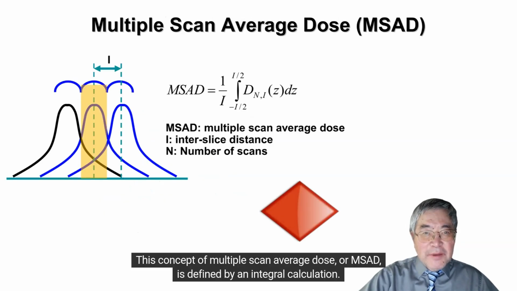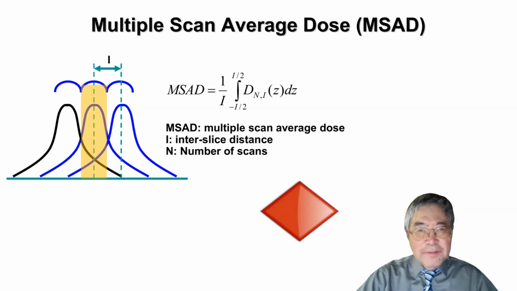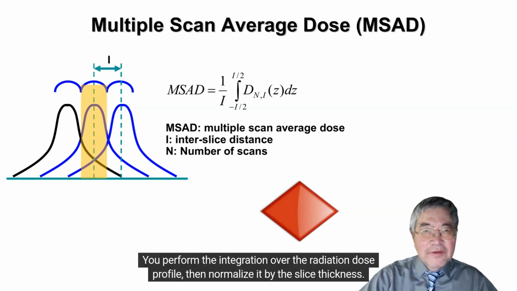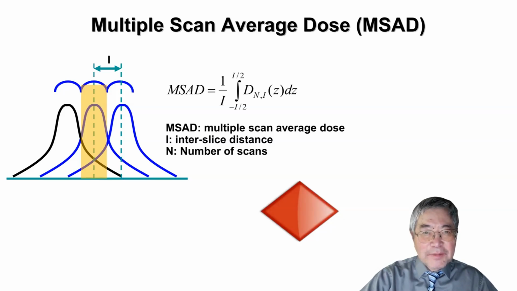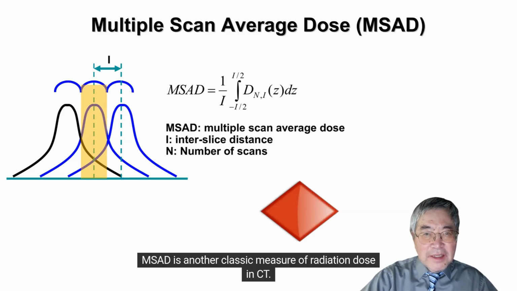This concept of multiple scan average dose, or MSAD, is defined by an integral calculation. Radiation dose from neighboring scans contributes to the dose in the current scan. The number of adjacent scans considered is represented by N. You perform the integration over the radiation dose profile, then normalize it by the slice thickness. This normalization accounts for the actual tissue volume receiving radiation. MSAD is another classic measure of radiation dose in CT.